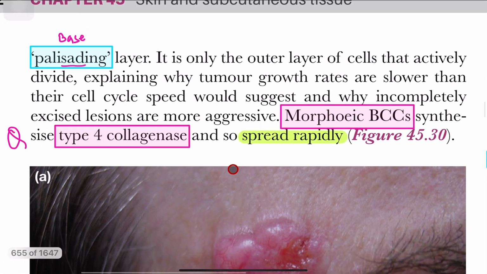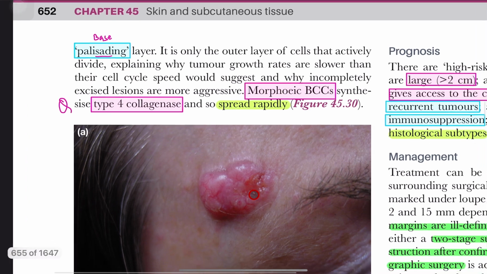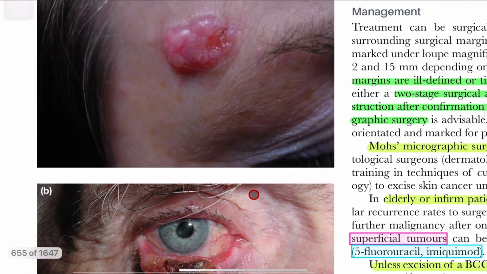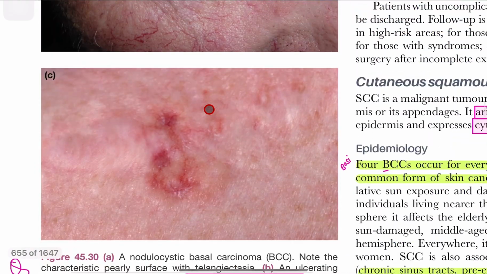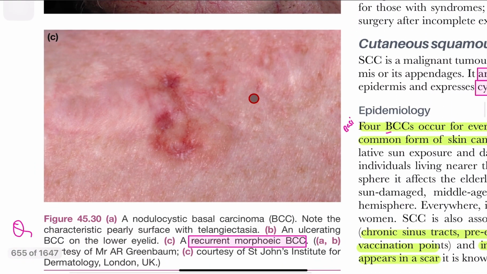And I told you morpheaform BCC synthesizes type 4 collagenase, and spreads rapidly. That's why this variety has the worst prognosis. Okay. Here are the pictures of BCC, okay, you can see.